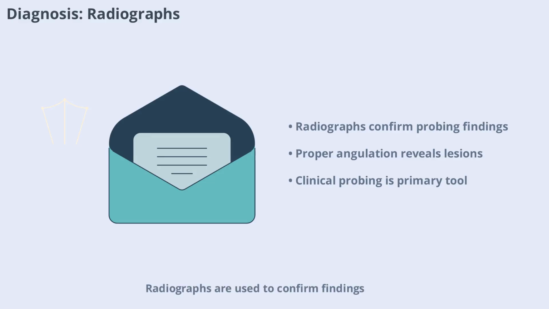Radiographs are used to confirm findings made during probing of furcation involvement. Proper angulation and divergent roots can reveal lesions as radiolucent areas between the roots. However, radiographs may not always detect early or partial involvement, so clinical probing remains the primary diagnostic tool. Combining both methods ensures accurate diagnosis and guides treatment planning.